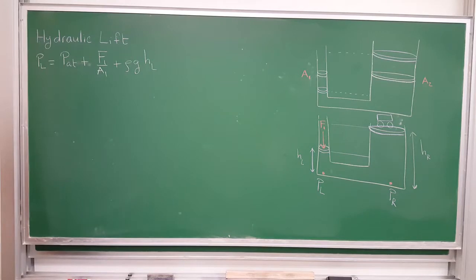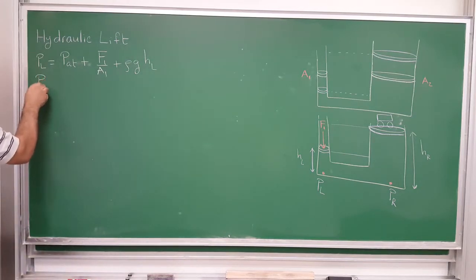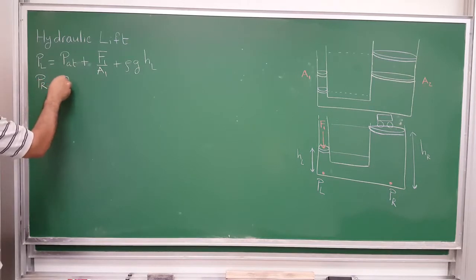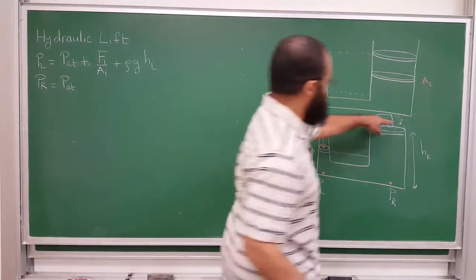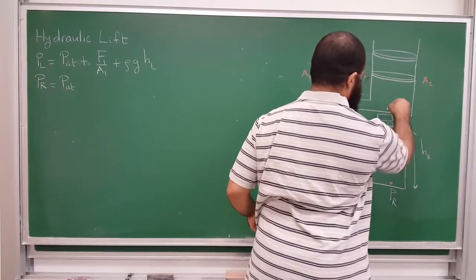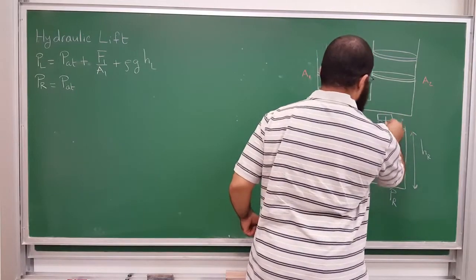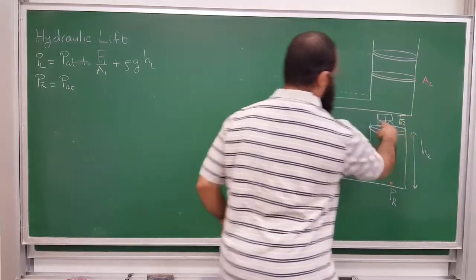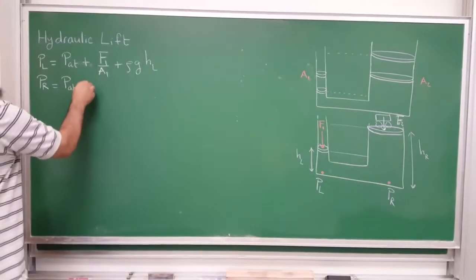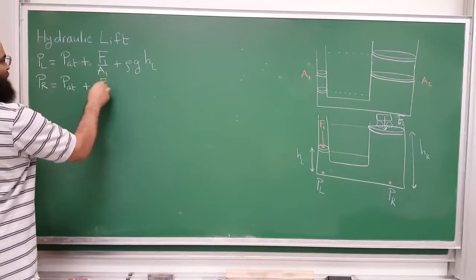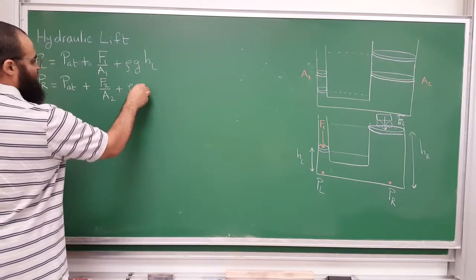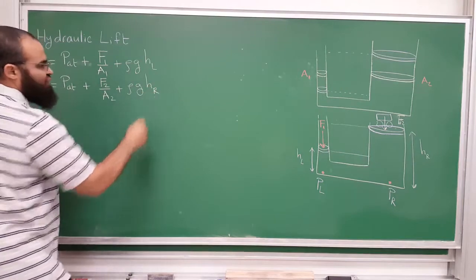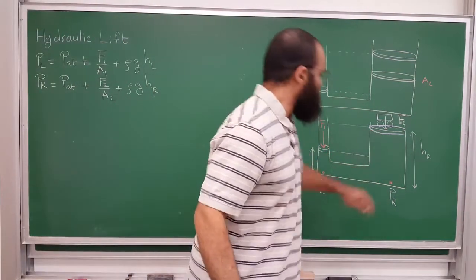All right? Okay. And then the pressure on the right side will be, you start at atmospheric pressure, and then you place the car here. And the car here will have a force F2 divided by area 2. That's the pressure due to that force, F2 divided by area 2, plus rho g, and then the depth from the right-hand side, the depth from here all the way to here.